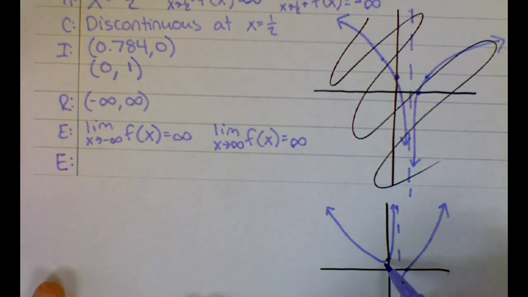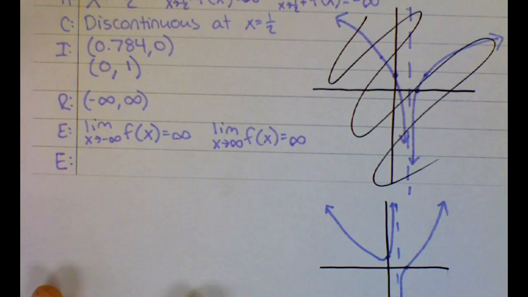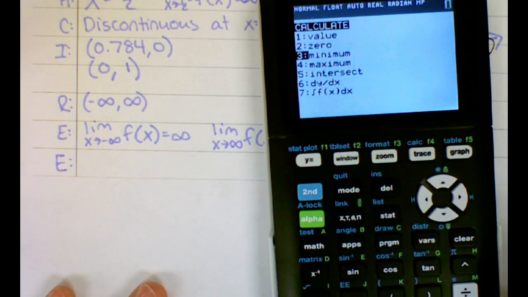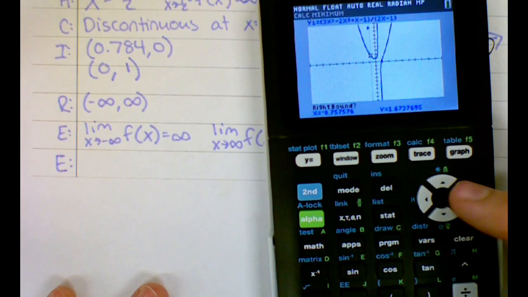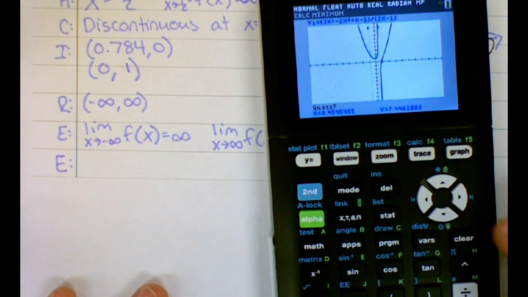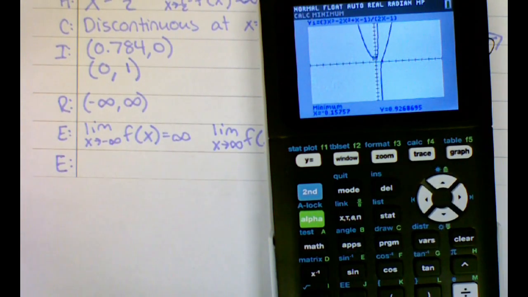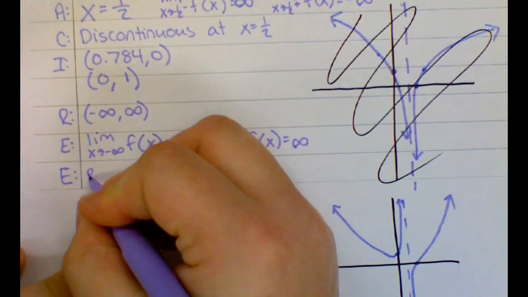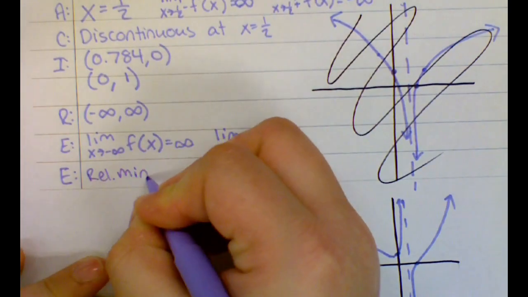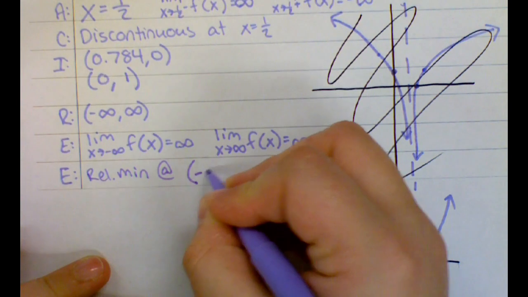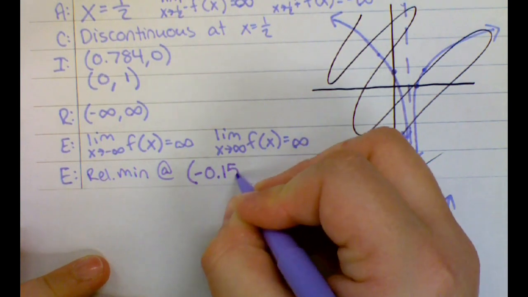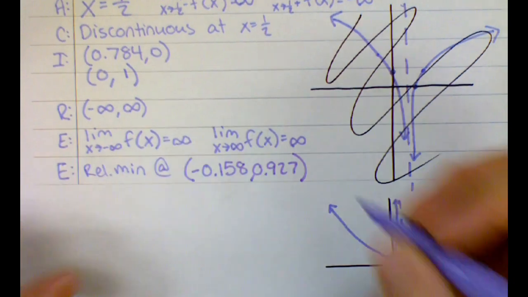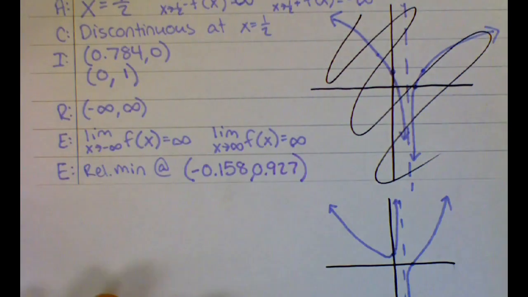And extrema. I have a relative minimum right here. I am going to calculate that. Calculate minimum. That is negative 0.157, whatever. All right. Relative min at, my calculator says, negative 0.158, comma 0.927. And then we have figured out everything for our graph.